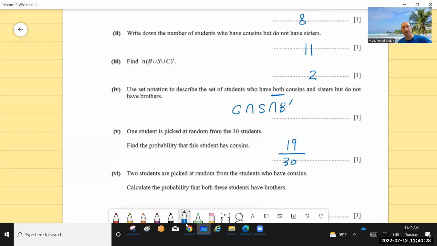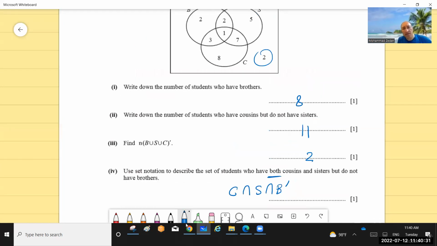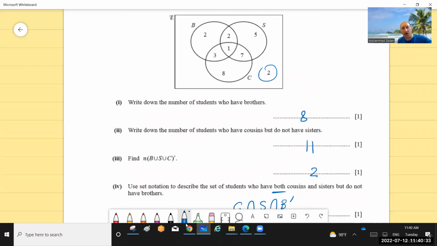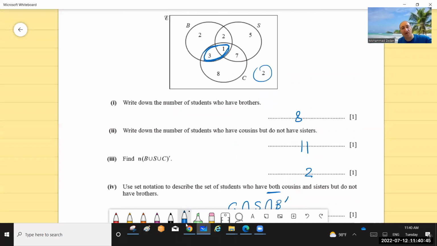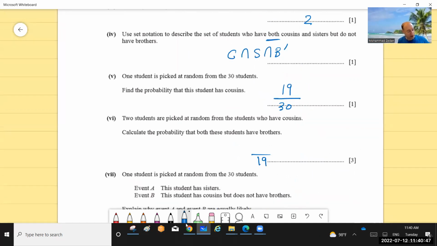Calculate the probability that both of these students have brothers. Go to the set of cousins here. Look, the brothers are only 4, this 3 and 1 have cousins and brothers. So the first one has a probability of 4 out of 19. The second one picked from the same set will be 3 out of 18, because I already picked 1. When you multiply, you will get 2 over 57.